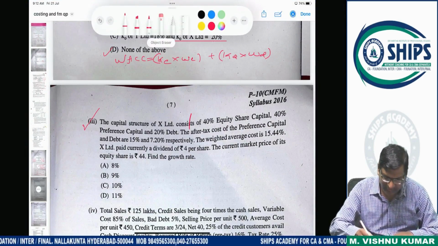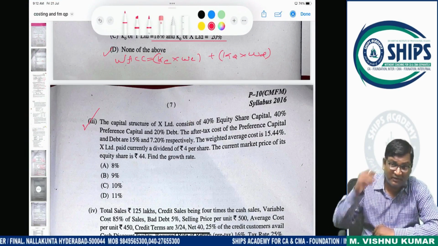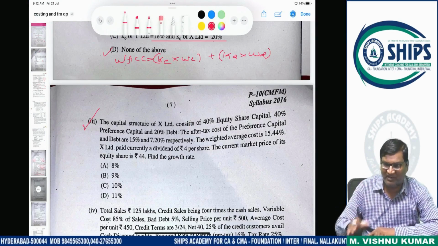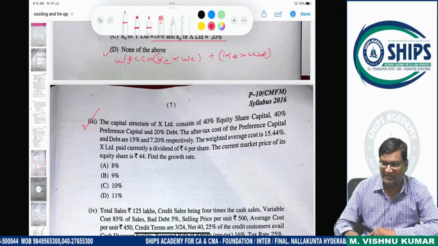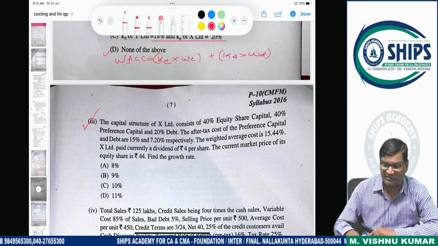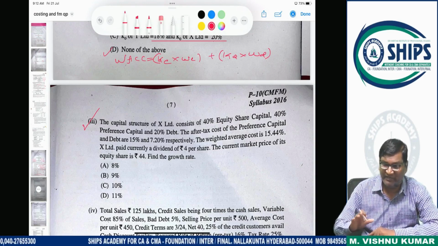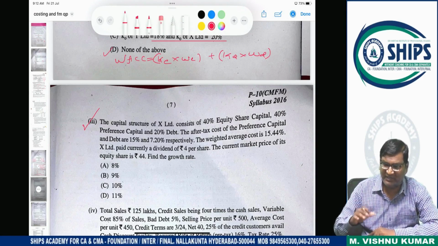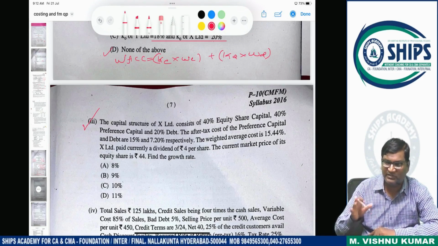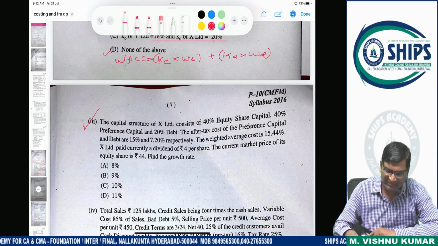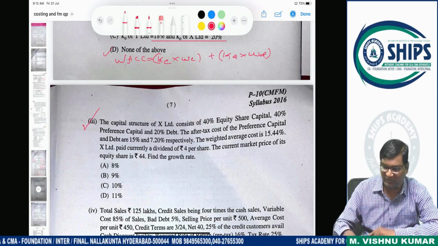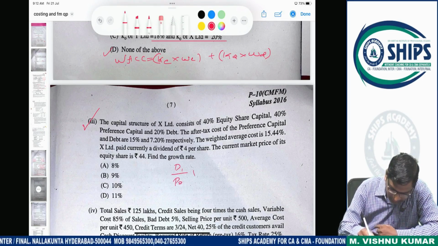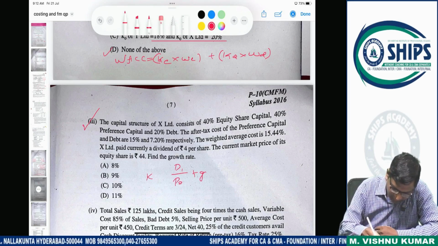Now, question number 3. This is on cost of capital, Gordon model. You know there are different models used in calculating the cost of equity: earnings, dividend plus growth, CAPM. Most frequently used models are dividend plus growth, Gordon model, and CAPM. So the institute has tested the question on Gordon's model. In Gordon model, you know the formula D1 by P0 plus G. This is cost of equity.